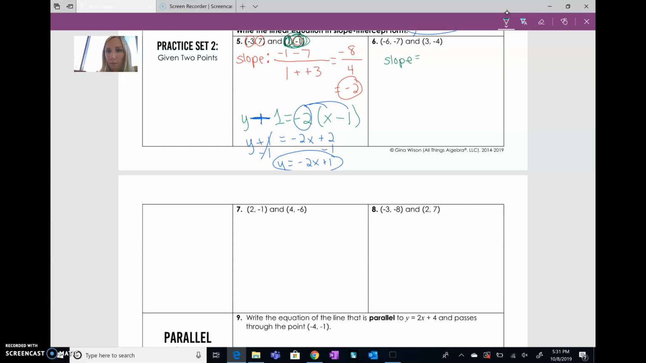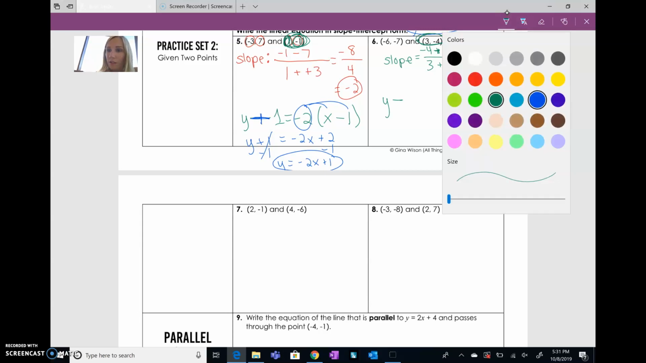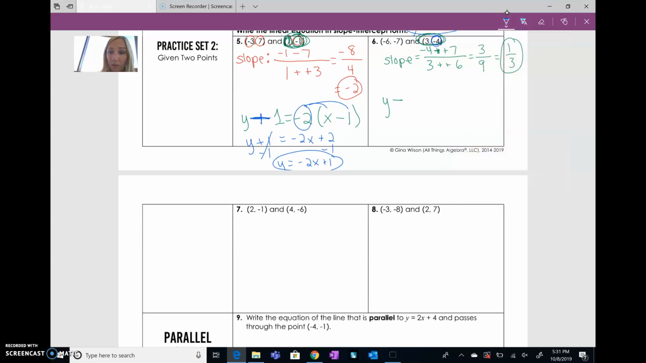So the slope is negative 4 minus negative 7 over 3 minus negative 6. Negative 4 plus 7 is actually 3, and 3 plus 6 is 9, and you can reduce that to 1/3. So I'm going to do y minus, which one's easier? I think this one's easier. So the y value is negative 4, equals 1/3 times x minus your x value, which is 3.